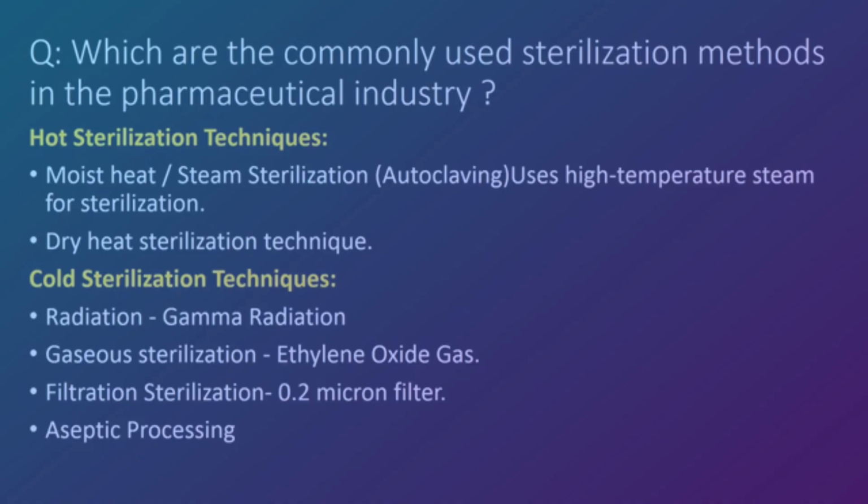Whereas in case of cold sterilization technique, the sterilization is achieved at room temperature and it is done with four simple techniques. First, radiation, in which we expose the material to radiations like gamma radiation. Second technique is gaseous sterilization, in which commonly ethylene oxide gas is used to achieve the sterilization. Third method is filtration method, and fourth is aseptic processing.